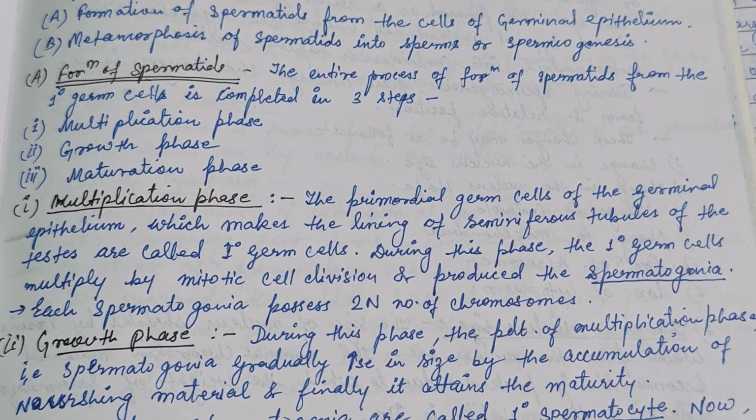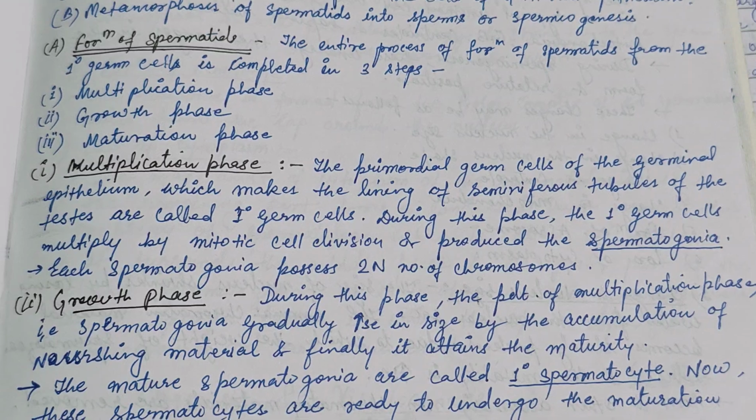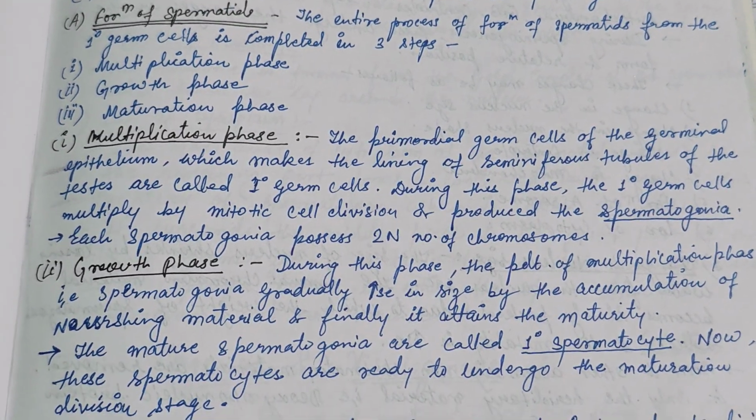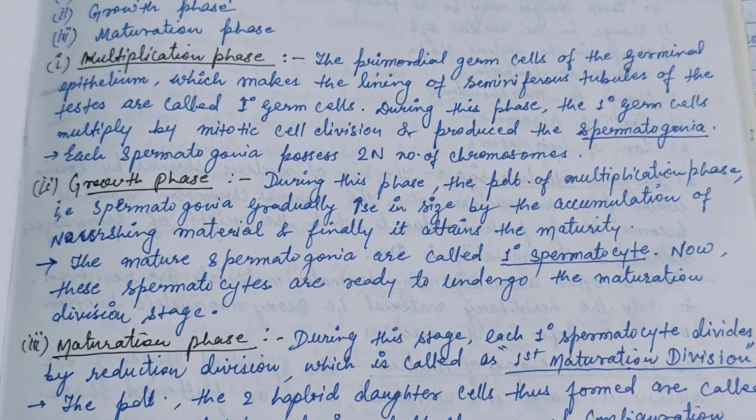So how does the formation of the spermatids occur? The entire process of the formation of the spermatids from the primary germ cells is completed in three steps. First is the multiplication phase, then the growth phase, and then the maturation phase.